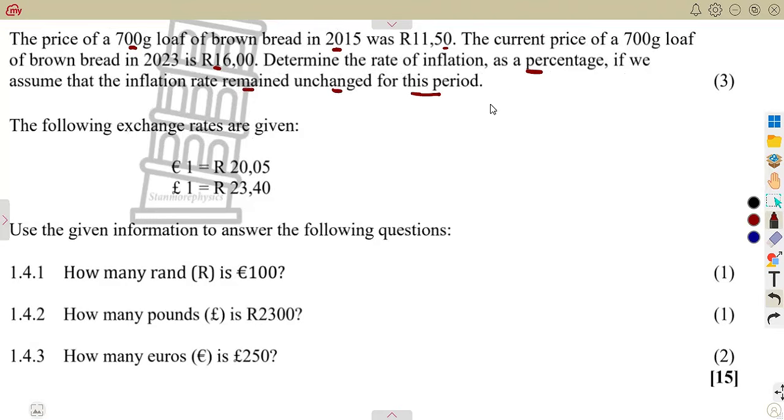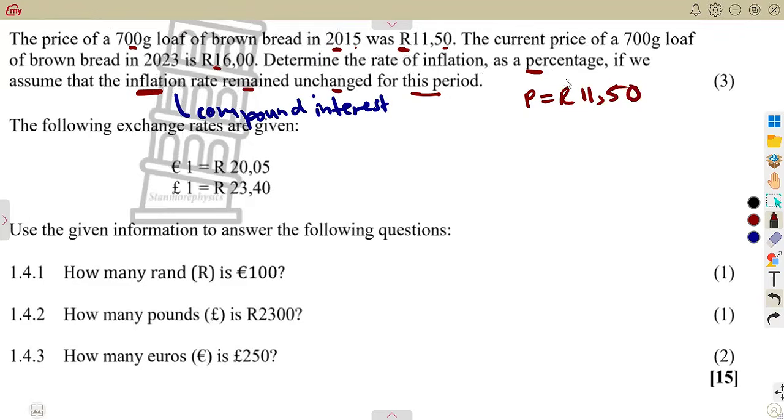If it remained unchanged, the moment we talk of inflation, this is about compound interest. So you're supposed to think of a compound interest formula in that case. That's the compound interest formula that you're going to apply when dealing with inflation. So it means in 2015, this was the original price. We are going to take it as our principal.